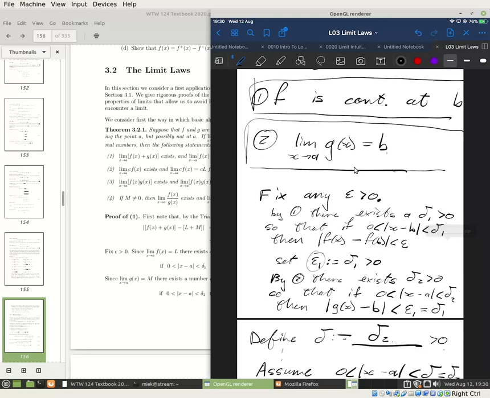We fix any epsilon. We construct our delta so that if x is close to b, within a delta 1 distance of b, then f of x is within an epsilon distance of f of b. Then we take this delta that we have just constructed, or that we have just bought from shop 1, and we use it as our epsilon, and we go buy another delta, different delta, from shop 2. So we use this delta as the epsilon. We set epsilon 1 equal to delta 1. By 2, there exists a delta, so that if |x minus a| is less than delta 2, then |g of x minus b| is less than epsilon 1.